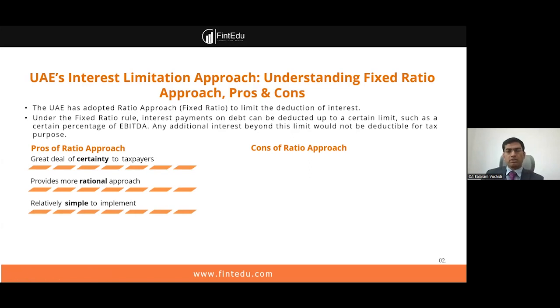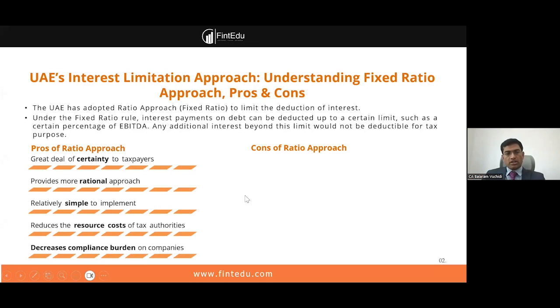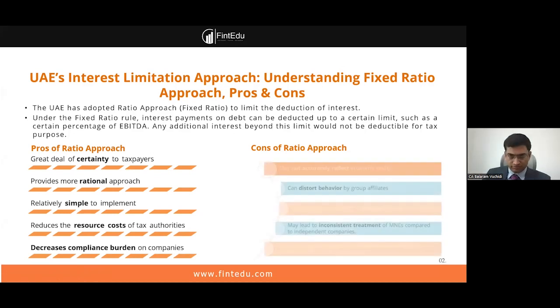And it is relatively simple to implement, and you know what to consider and what not to consider for computation. If you are within that limit, you can claim the entire amount, and if you are exceeding it, you know what amount is allowed to be deducted. It also reduces the resource cost of tax authorities. Tax authorities need not spend additional effort and time on this since it is straightforward, so it becomes easy for them to implement. And it also decreases the compliance burden on companies. If the formulas are straightforward, you can easily compute and comply with this, and no complexity is involved.